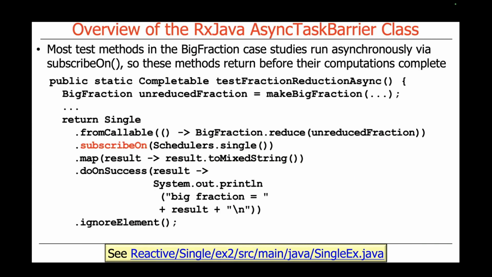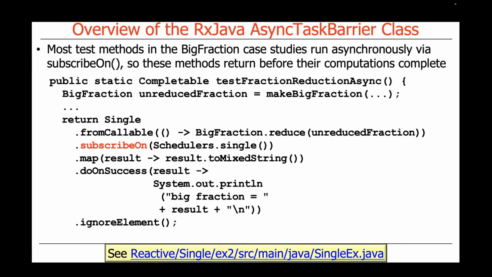As you'll see, for those case studies I was telling you about before, there are a whole bunch of test methods that we're going to run. These will typically be running asynchronously using something called the subscribe on concurrency operator. What that means is that when you call the test methods, the test method will return before the computation that's kicked off by the test method actually completes. We'll talk more about this later, but that's really the purpose of the subscribe on operator. It allows the computations to run in the background.